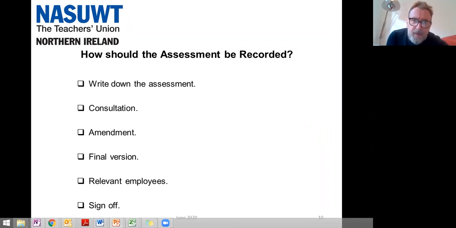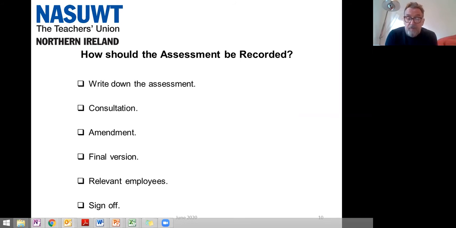So how should the assessment be recorded? So we look right down the assessment, consultation, amendment, final version, relevant employees, and then you have sign off. Okay, so the next stage is producing the risk assessment, recording the findings. All employer risk assessments in schools and colleges must be written down. The assessment should now have identified the risk and controls and should be written in an acceptable format, such as the model assessment provided by the HSE.